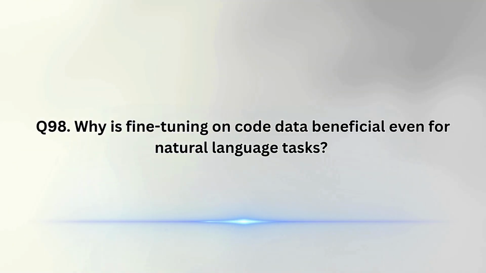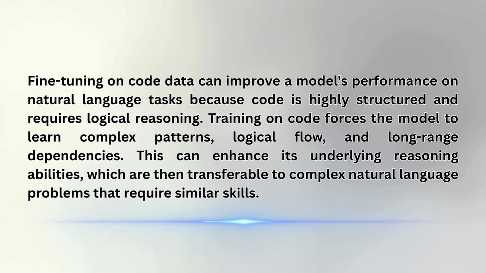Why is fine-tuning on code data beneficial even for natural language tasks? Fine-tuning on code data can improve a model's performance on natural language tasks because code is highly structured and requires logical reasoning. Training on code forces the model to learn complex patterns, logical flow, and long-range dependencies. This can enhance its underlying reasoning abilities, which are then transferable to complex natural language problems that require similar skills.